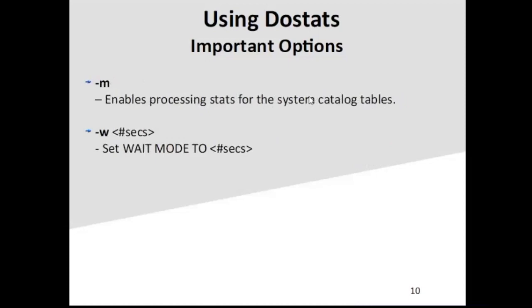Okay. By default, Dostats does not process the system catalog tables. It only processes user tables, but you can specify dash M, and it will process the system catalog tables as well as all of the user tables. Okay. Dash W and a number of seconds sets lock wait mode to n seconds, so that if it encounters a table that is locked for some reason, it will wait that number of seconds before it times out.